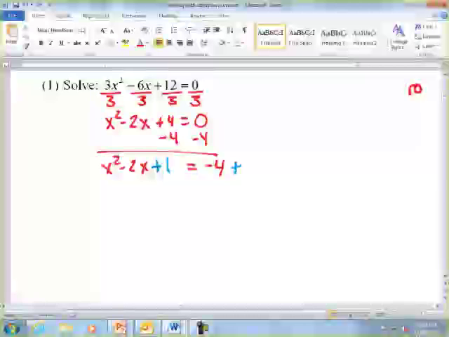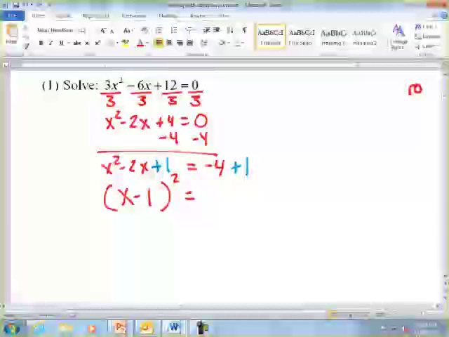I also must add it to the other side, because remember, an equation is a scale, and everything you do to one side, you have to do to both sides. So we have to keep it balanced by adding 1 to both sides. What do we do next? Factor. How does this factor? x minus 1 all squared.